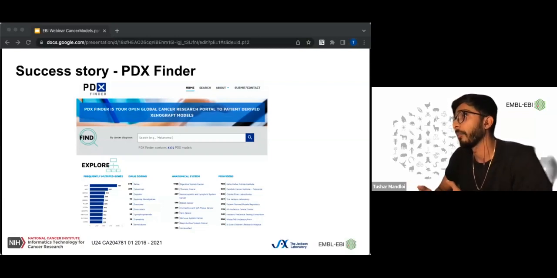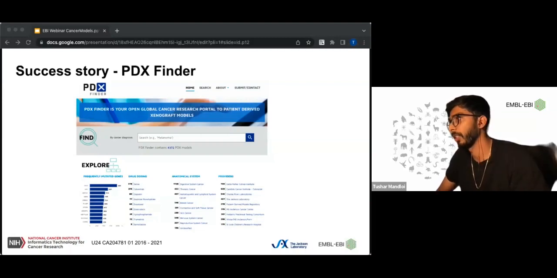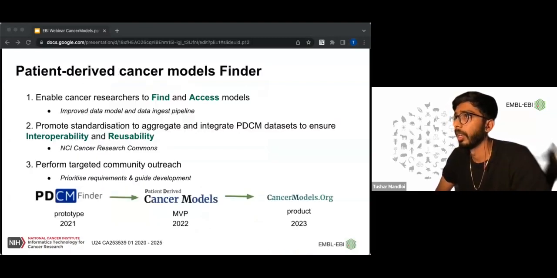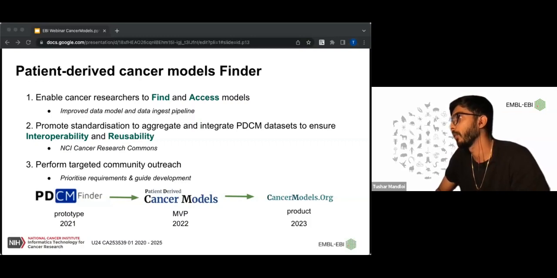We have recently retired PDX Finder, as we now have our own new resource called cancermodels.org, where we expanded PDX Finder to incorporate different PDCMs. With support from ITCR, we developed a new resource while adhering to the FAIR data principles we had a look at a few slides back. This helped us in improving our data model to make data findable and accessible. With help of the standardization, we ensured that there's interoperability and reusability of the data.